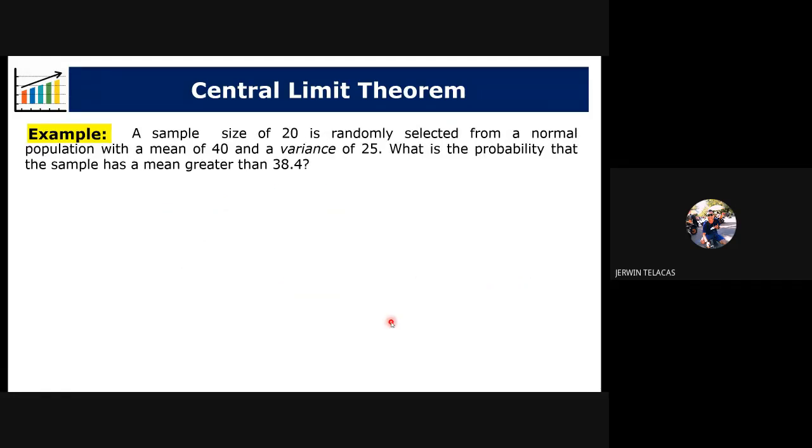Okay, another. Okay, Vladimir, will you read this question or example? A sample size of 20 is randomly selected from a normal population with a mean of 40 and a variance of 25. What is the probability that the sample has a mean greater than 38.4? Okay, thank you. So a sample size of 20 is randomly selected from a normal population with a mean of 40 and a variance of 25. What is the probability that the sample has a mean greater than 38.4? So the sample size is 20.